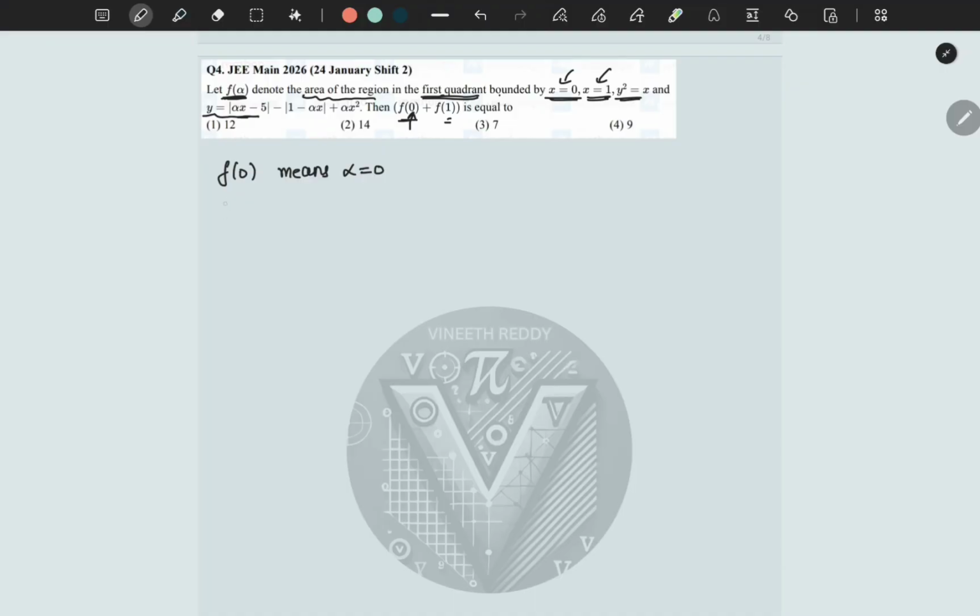That means if alpha is 0, then the next curve, that is this curve, should be y is equals to mod of minus 5 minus mod of 1, because we replace alpha with 0. So this should be 5 minus 1, which is 4, which is a horizontal line. Now let us try to draw the diagram. I think finding f of 0 is very easy.